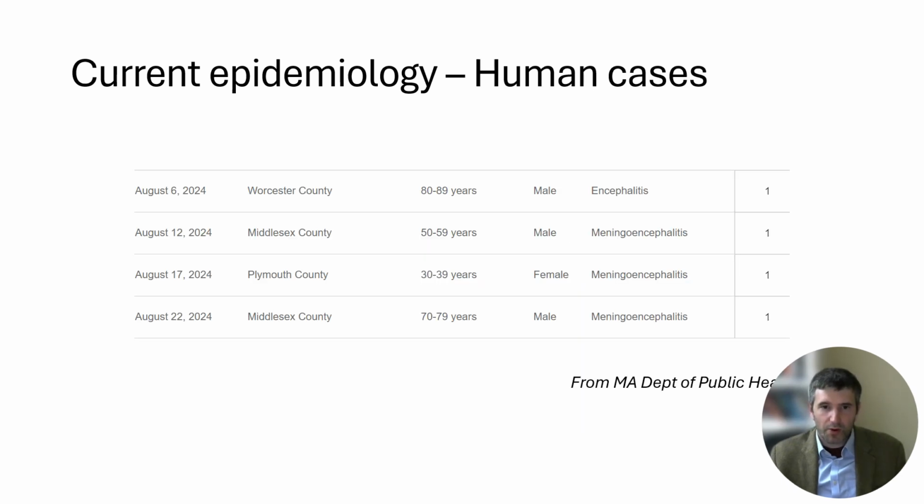Here are the reported cases in Massachusetts this summer. So you can see there's 2 in Middlesex County. They've all been adults, and these all represent severe disease with either encephalitis or meningoencephalitis. These are the neurologic versions of the disease. And the most recent was August 22nd, so a couple weeks ago.